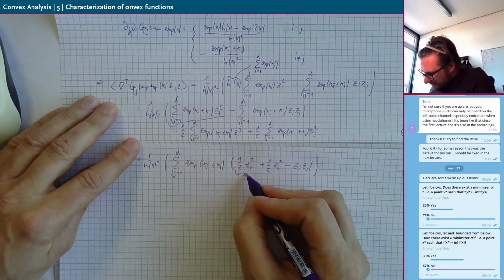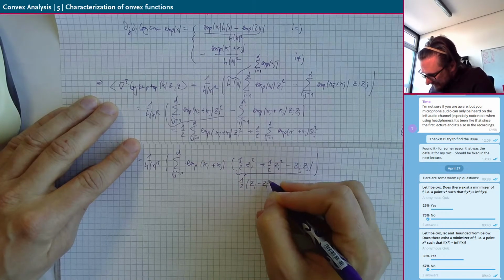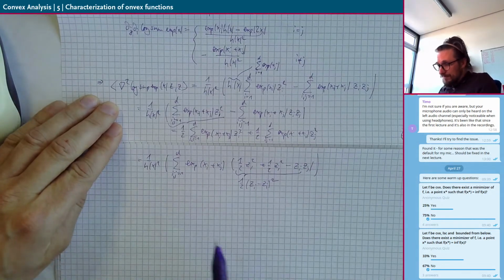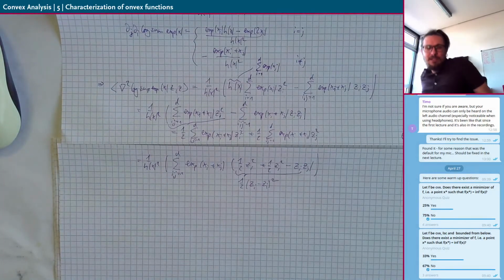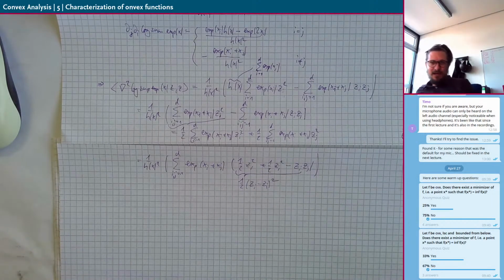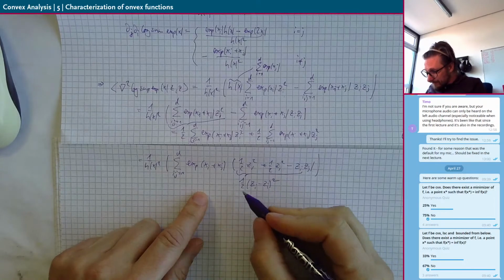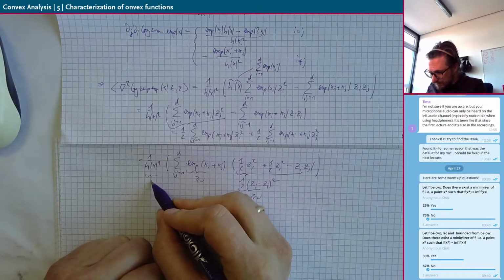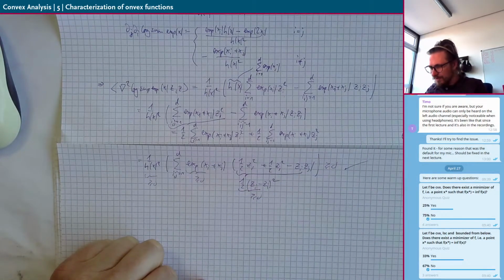And this now is the perfect square. That is 1/2 of zi minus zj squared. So this is always the thing: if you want to show that something is positive semi-definite, it has to be a sum of squares in zi and zj. And now everything is non-negative. This here is non-negative, that is non-negative, this here is non-negative, and this is what we wanted to show. So this shows that the log sum exp function is actually convex.